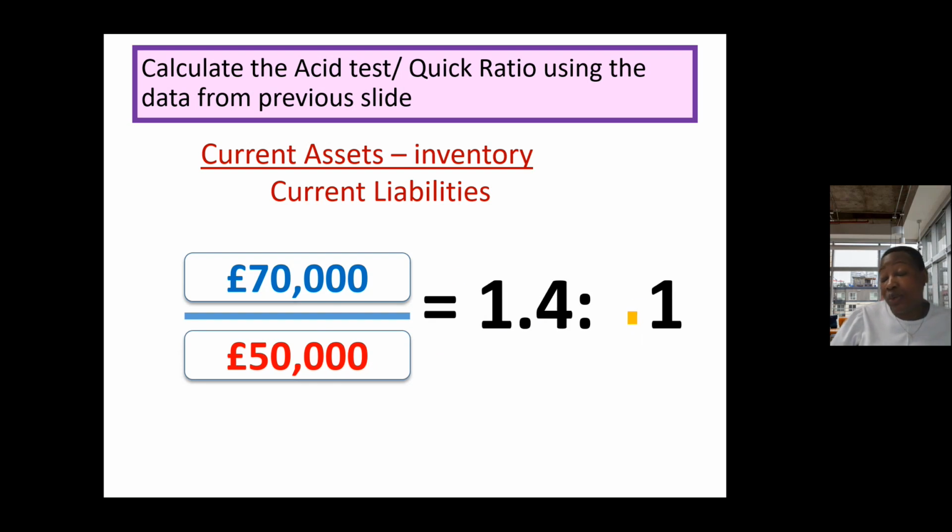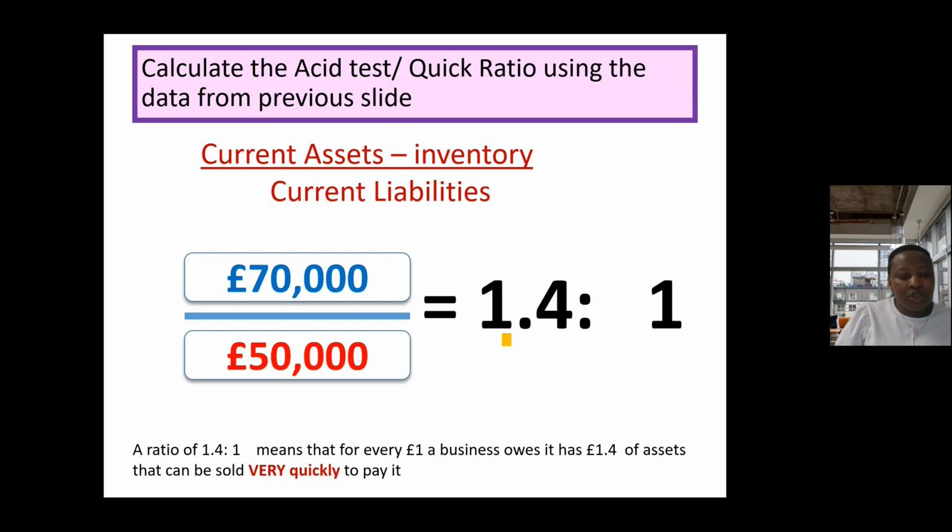So for every £1 that we owe our suppliers, for example, we have £1 and 40p of assets that we can quickly use to settle that. And we're not considering the inventory element of it. So we have a ratio of 1.4 to 1, meaning that for every pound our business owes our suppliers, we have 1.4 of assets that we can quickly sell to repay it.